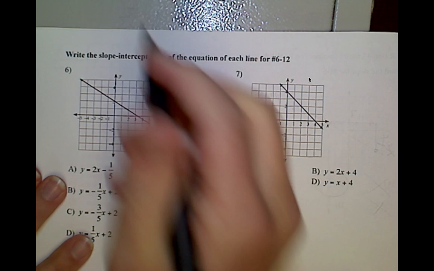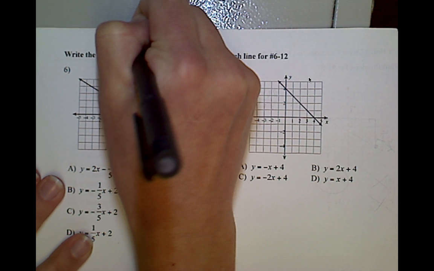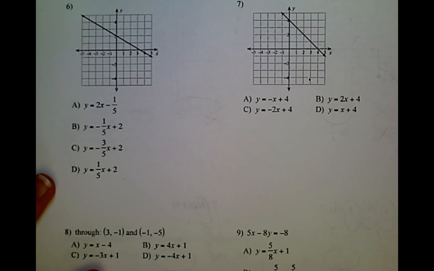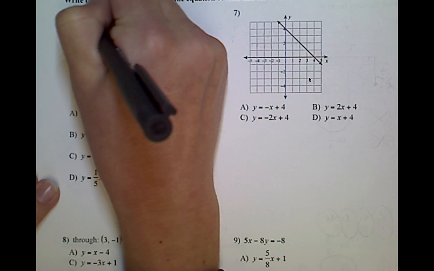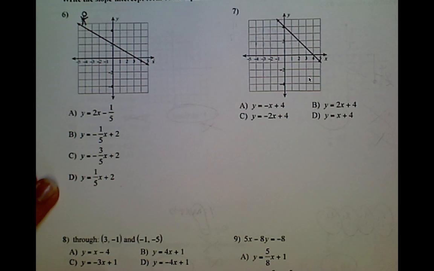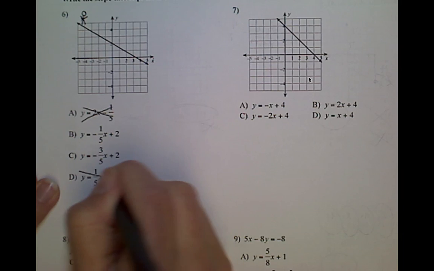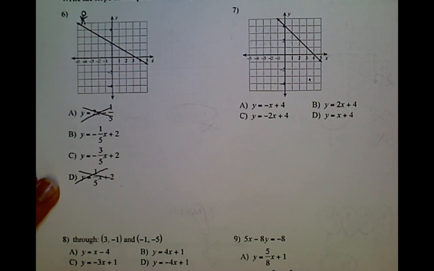Okay, next side, we're going to write the slope-intercept form of the equation. Slope-intercept form is just fancy words for y equals mx plus b. That's all it means. So we're going to write the y equals mx plus b for 6 through 12. Looking at this, it's a decreasing line, so I can automatically eliminate the ones that have a positive slope because decreasing lines have negative slopes. Those positive ones got eliminated.